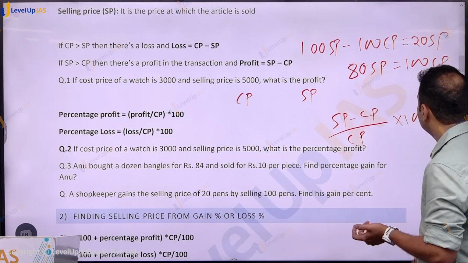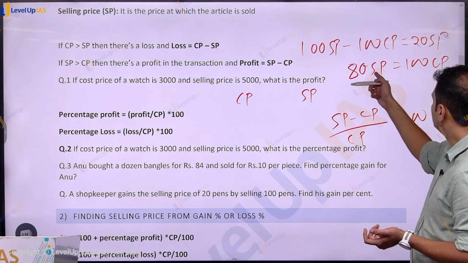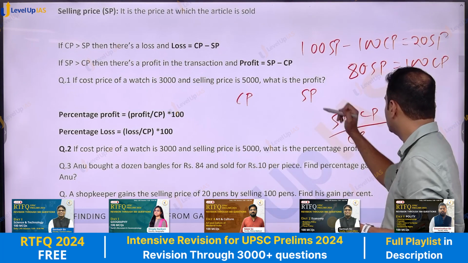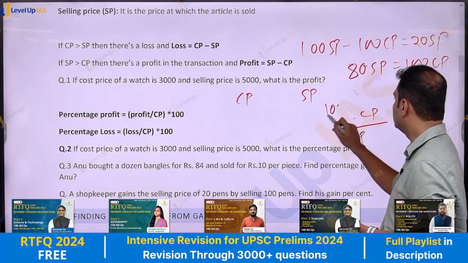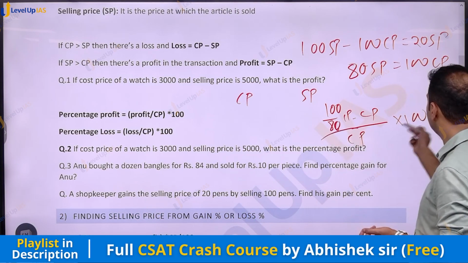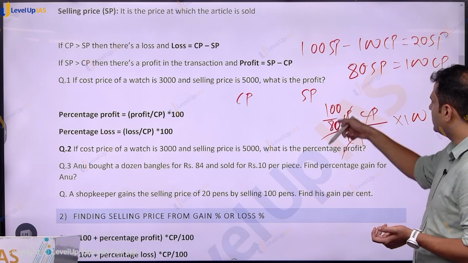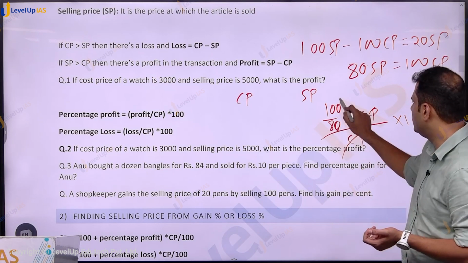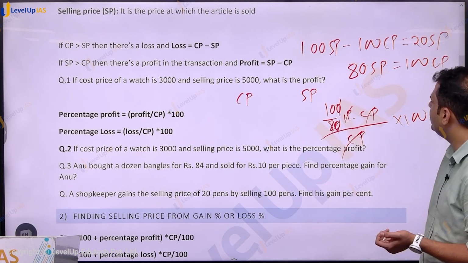So let us just put the value of SP here. SP's value is 100 divided by 80 of CP. So which is 100 by 80 CP divided by CP into 100. So CP gets cut. So it is 100 by 80 minus 1 into 100. Even you can cut this 0. So 10 by 8 minus 1.